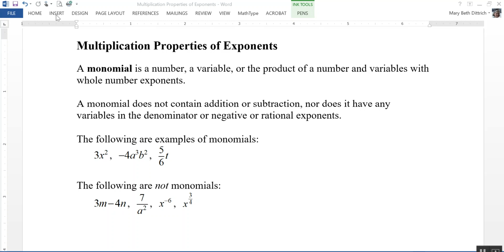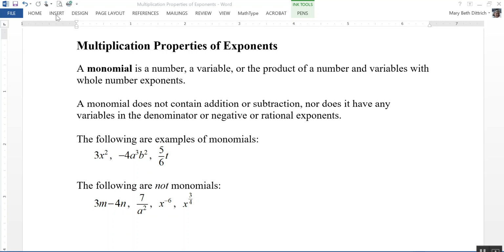This video is on the multiplication properties of exponents. A monomial is a number, a variable, or the product of a number and variables with whole number exponents. A monomial does not contain addition or subtraction, nor does it have any variables in the denominator or negative or rational, that is fractional, exponents.